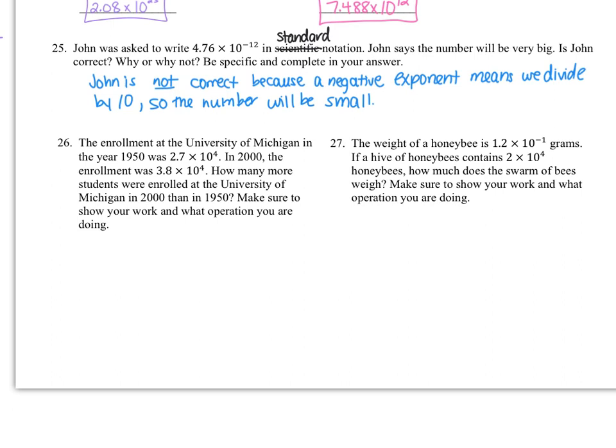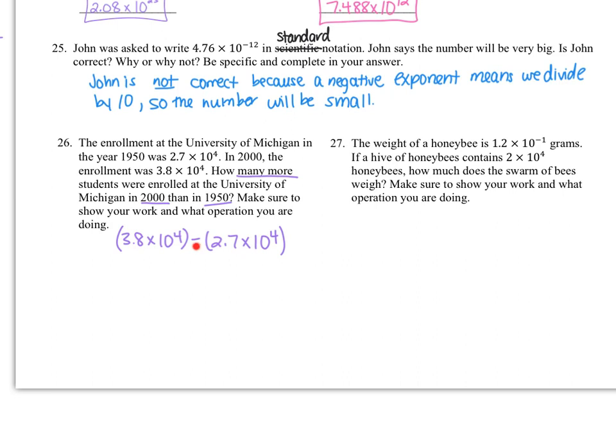So we want to know how many more. That means we're going to be doing subtraction. So how many more in 2000 than 1950? We're going to do the enrollment in 2000, which is 3.8 times 10 to the 4th, minus the enrollment in 1950, which is 2.7 times 10 to the 4th.